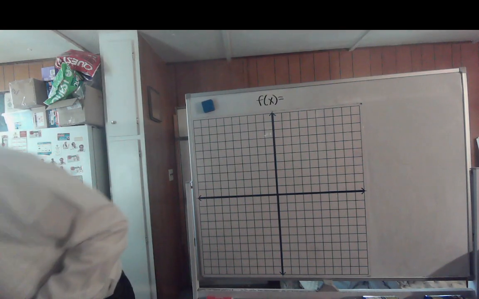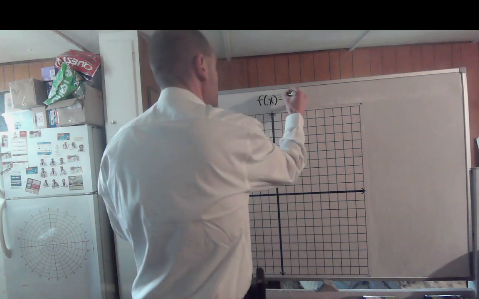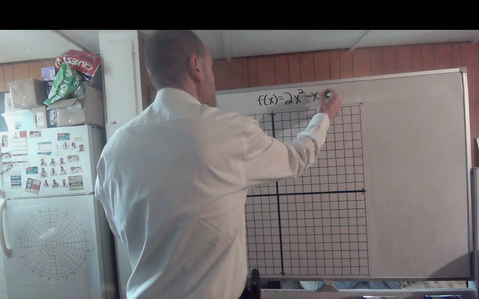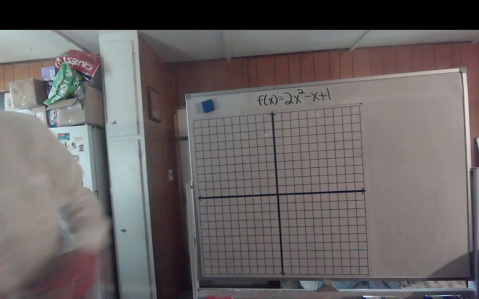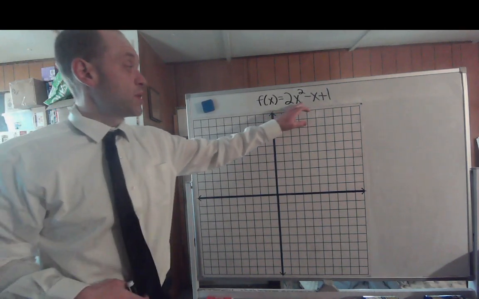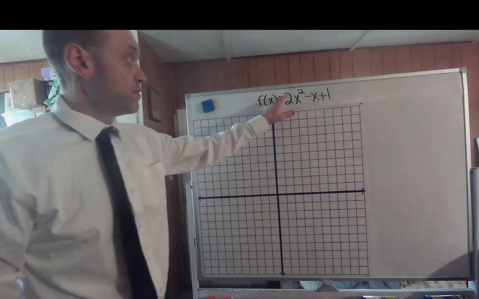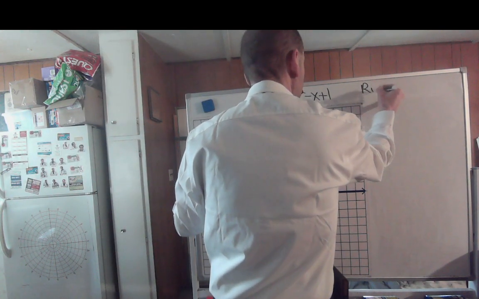Alright, so we have f of x equals 2x squared minus x plus 1. So f of x equals 2x squared minus x plus 1. Well, look at your leading coefficient. It's positive, right? So this graph is going to rise to the left and right.